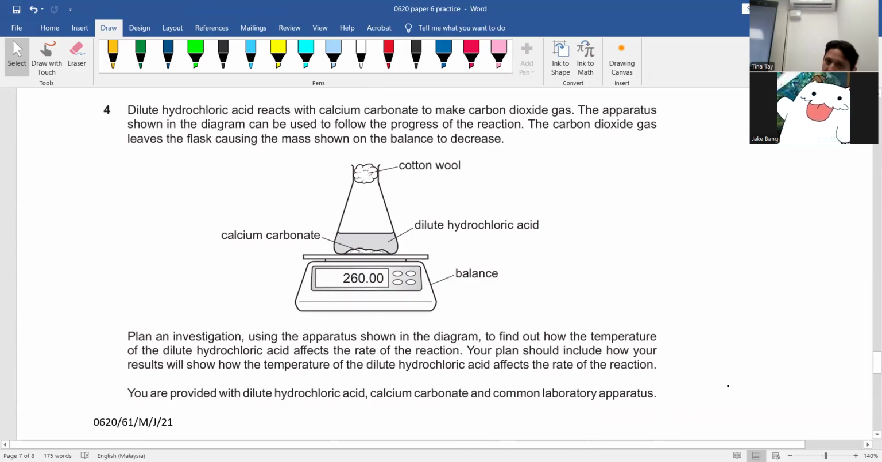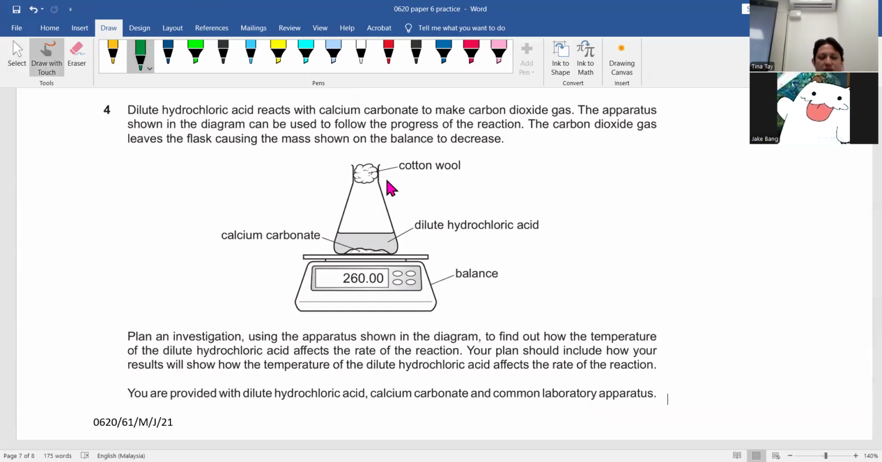Dilute hydrochloric acid reacts with calcium carbonate to make carbon dioxide gas. The apparatus shown in the diagram is used to follow the progress of this reaction. The carbon dioxide gas leaves the flask, causing the mass to decrease. Plan an investigation using the apparatus shown to find out how the temperature of this dilute hydrochloric acid affects the rate of reaction. Your plan should include how your results show how the temperature of the dilute acid affects the rate. You are provided with dilute hydrochloric acid and calcium carbonate.